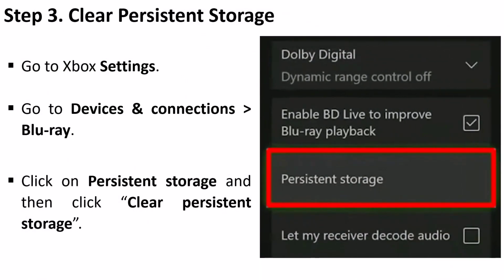And step 3 is to clear persistent storage. Go to Xbox settings, go to Devices and Connections, Blu-ray. Click on Persistent Storage and then click on Clear Persistent Storage. Now if you don't see this feature on your Xbox console, then you can skip this step.